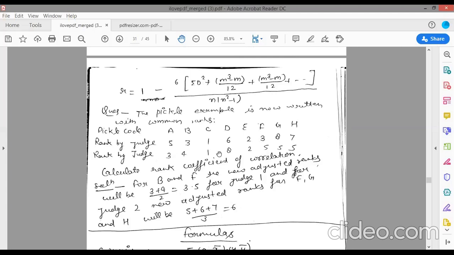That means 1, 2, 3, 4, 5, 6, 7, 8, like this. So 1, 2, 3, 4 and again 5, 6, 7. These are rank 5, rank 6 and rank 7. So add all of these: 5 plus 6 plus 7 divided by 3 is equal to 6. That means you will give rank 6 here, so the new adjusted rank for F, G, H will be 6. And for B and F, your rank will be 3.5, right?